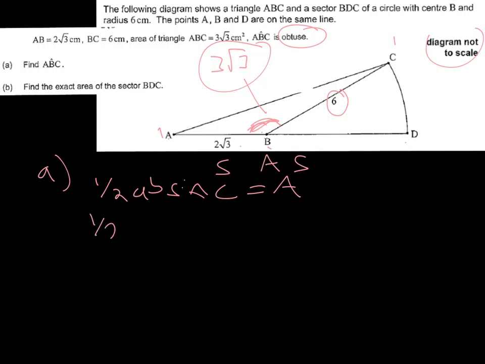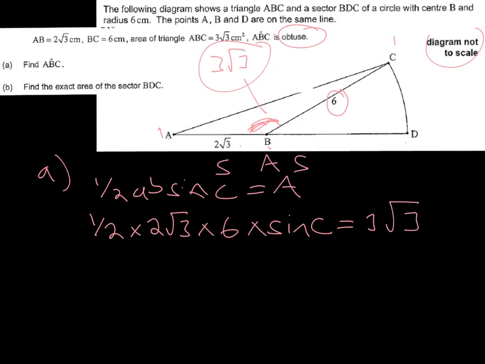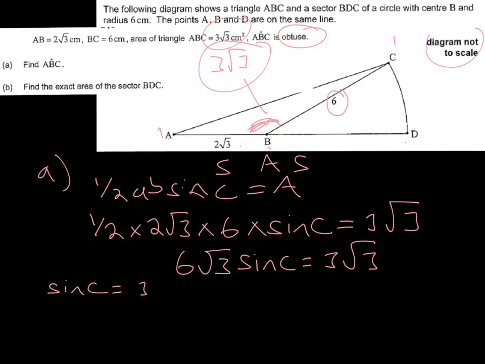So let's have a look. Half times A, which I'm going to say is 2 root 3, times B, which is 6, times sine C, and we know what that's going to equal. It's going to equal 3 root 3, because that's the area that they tell us up here. So half times 2 is going to be 1 root 3 times 6, so that's going to be 6 root 3 sine C is equal to 3 root 3. So I can rearrange that to solve for sine C, which is going to equal 3 root 3 over 6 root 3, which is going to give you half.